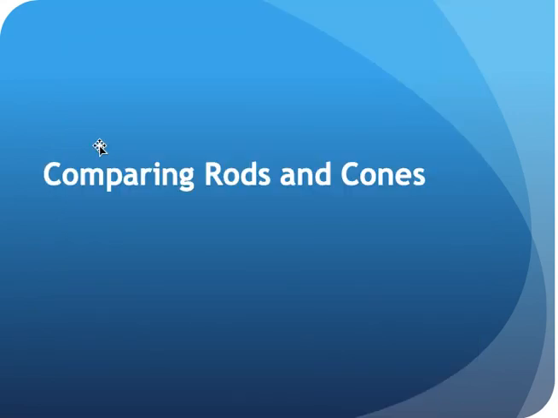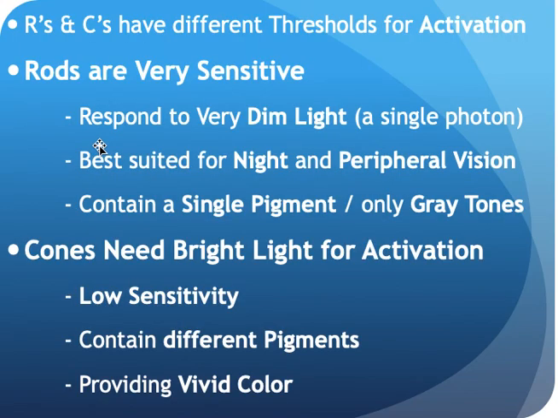Okay, so comparing rods and cones, and we've done this a little bit already, your rods and cones are going to have different thresholds for activation. Your rods are very, very sensitive, and we kind of know this already, because when you come into a dark room and adjust really quickly, it's amazing how much you can see in that room with just a very limited amount of light. Or if you turn your iPhone on and shine a little bit of light, you can make things very, very visible.